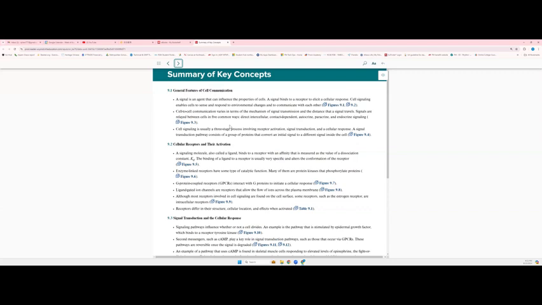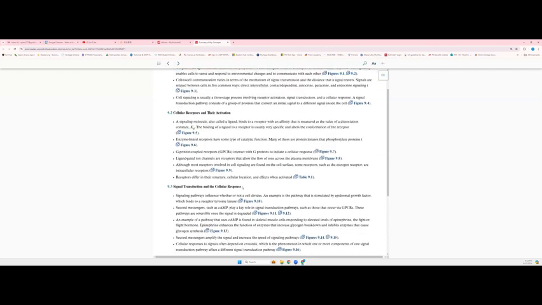Cell signaling is usually a 3-stage process involving receptor activation, signal transduction, and cellular response. And the signal transduction pathway consists of a group of proteins that convert the initial signal into a different signal inside, right? We're talking about cellular receptors. There are types of receptors, including the enzyme-linked receptor, GPCR, and ligand-gated ion channel, right? And these receptors have different structures, locations, and effects.